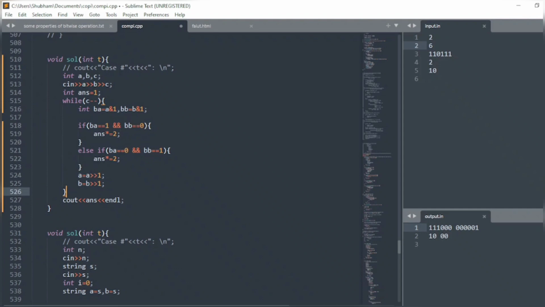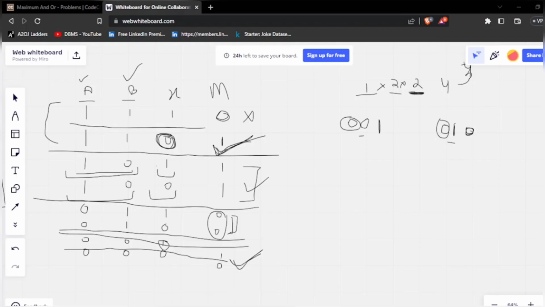And each time I'm choosing the bit of a and the bit of b by doing a and 1 and b and 1, and then I'm doing, if a equals 1 and b equals 0 only, then the answer should be multiplied by 2, and if a equals 0 and b equals 1, then the answer should be multiplied by 2. And then what I'm doing is right shifting both these numbers so that I could get the last bit of the problem. So this is the problem solution.